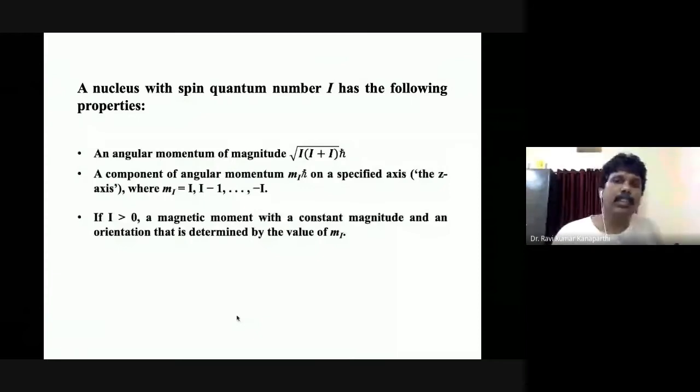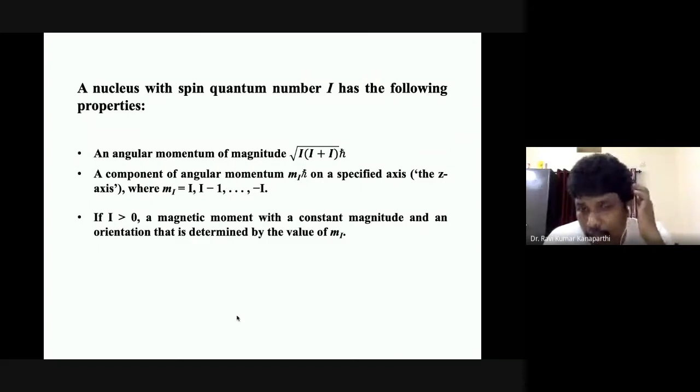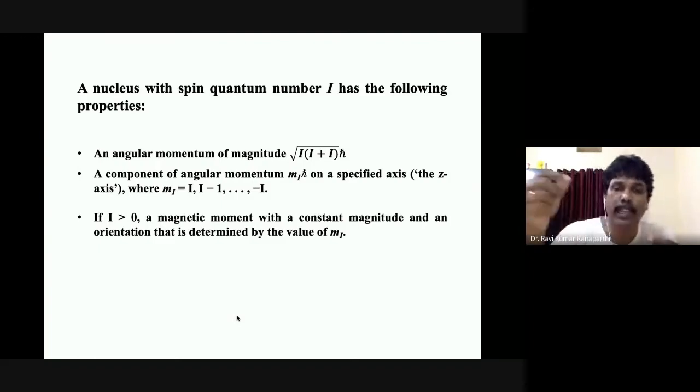Well, once the nucleus has a spin, then naturally it will have an angular momentum, and the magnitude of the angular momentum can be calculated by using a formula: the square root of I into I plus 1 multiplied by h cross. Please note that the h cross is outside. So using this formula, the length of the vector can be estimated. The angular momentum of the nuclear spin can be represented as a vector, and its length is the square root of I into I plus 1 times h cross.